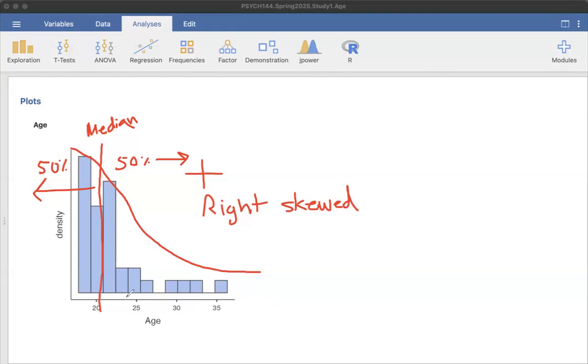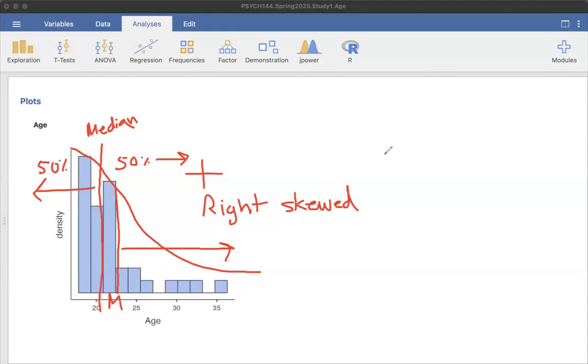So our mean, by contrast, was almost 22 years. So our mean is probably around here somewhere. It's getting pulled up by these numbers here. So the mean is getting pulled, and that's why we call it right skewed. The mean is skewing to the right.